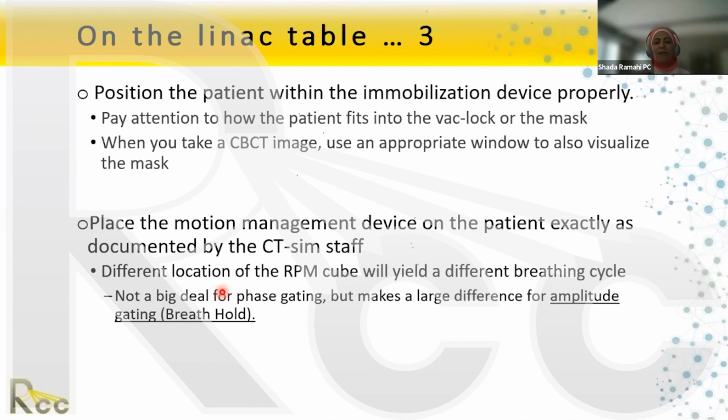Again, we're not talking about specific vendor names. I don't want to push one vendor over the other, but this is what you need. You need a couch that can correct in 6 dimensions, and you need a CBCT image.